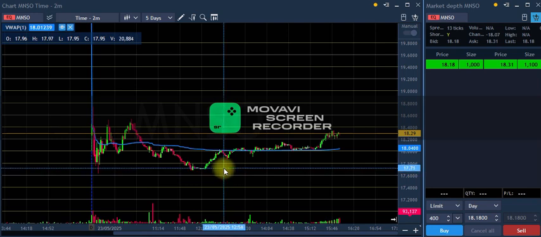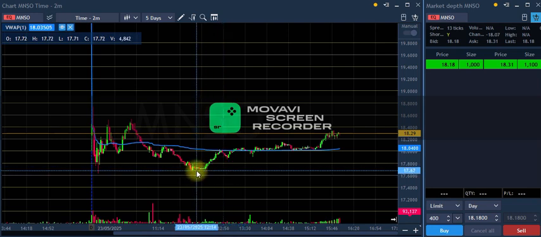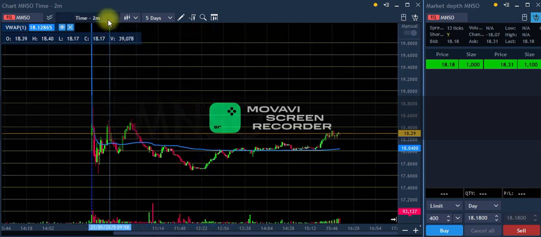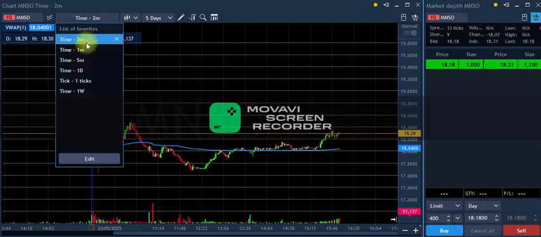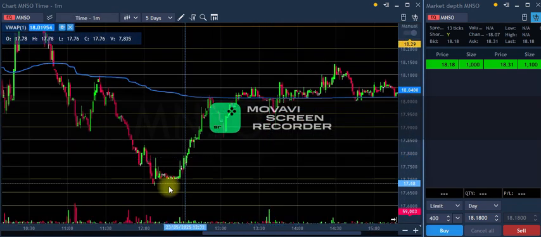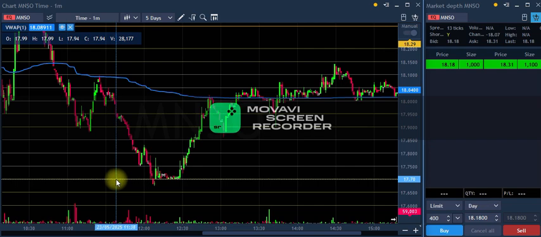So what happens here in the stock? It's trading in a very narrow range for about, let me see, 10 to 15 minutes. Yeah, almost 20 minutes. Now if I show you the 1 minute chart, you can see that this support level, 17.70, is, I don't know, almost a gift.